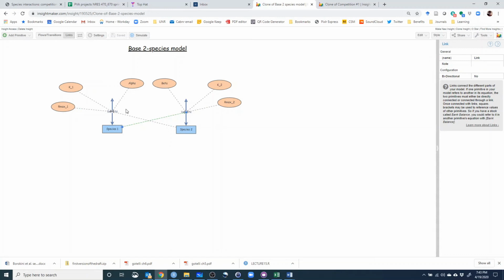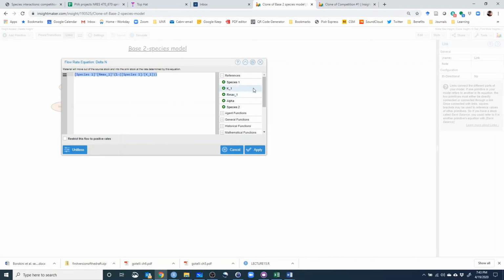We just have to fill in the equation. So let's do that. Let's click on the equation editor for the flow for species 1. Again, species 1 is going to be growing exponentially times this term, which indicates the degree to which carrying capacity is not used up. And instead of just allowing species 1 to use up its own carrying capacity, we have to add, and I'm going to add another parentheses here.